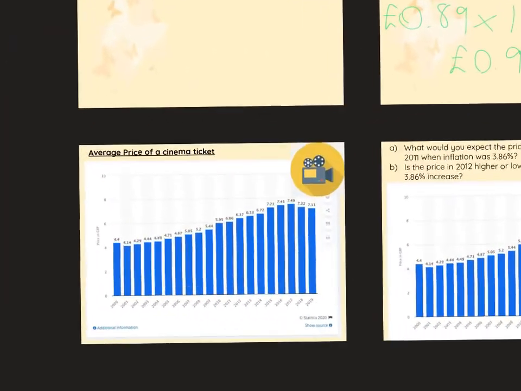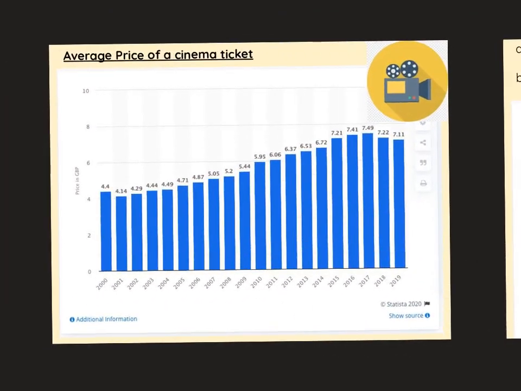And then lastly, just going to look at the average price of cinema tickets, so taking information from a graph. You've got the year on the x-axis, the horizontal axis, and the price in Great British pounds on the y-axis. The prices have been labelled individually because you can't read it from the scale. 4.4 for 2000 is obviously £4.40, so just be aware of that.